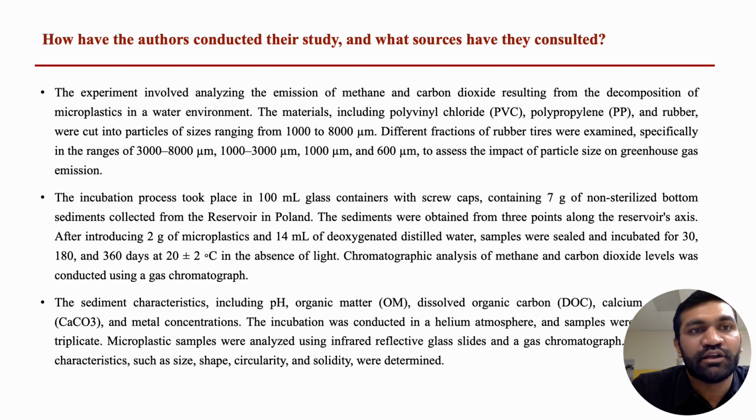Now, how did the authors conduct their study and what sources did they consult? They used different materials and different parameters, with particle size varied over different ranges, and particle size influences material selection. The study involves PVC, polypropylene and rubber. These materials were meticulously cut into particles ranging from 1000 to 8000 micrometers to assess the impact of particle size on greenhouse gas emission.